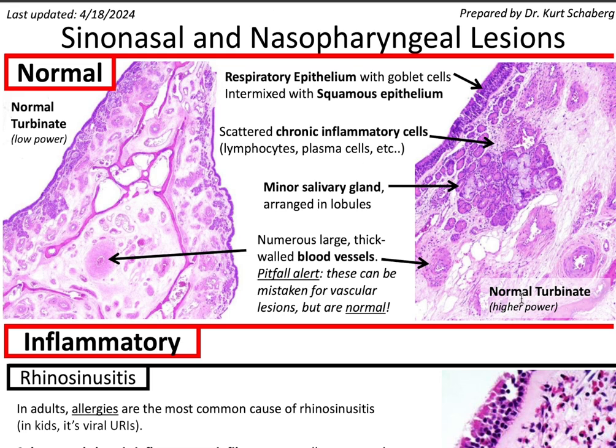So in here is a picture of a turbinate, both higher power and lower power. Of note, you see these thick-walled blood vessels? Well, you can get numerous of these, and that's normal. However, if you're not aware of this, these can be mistaken for vascular lesions. You can have minor salivary glands arranged in lobules, and surrounding that in the stroma, you can have scattered chronic inflammatory cells, lymphocytes, plasma cells, respiratory epithelium with goblet cells intermixed with squamous epithelium.